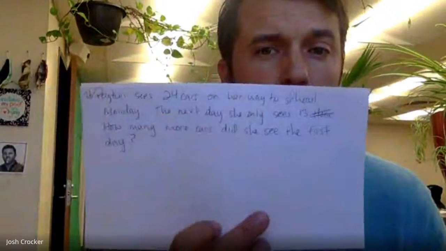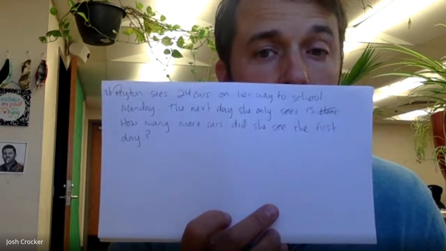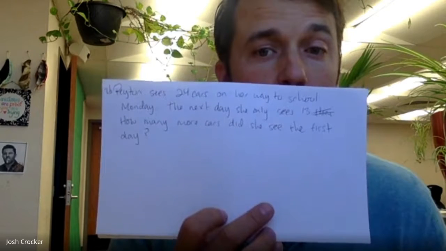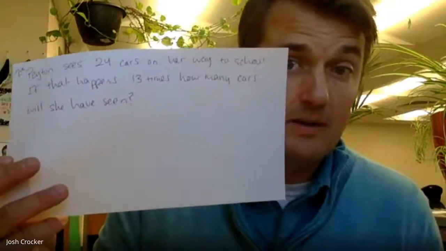Okay, here's another problem that's similar. Peyton sees 24 cars on her way to school on Monday. The next day, she only sees 13. How many more cars did she see on the first day? Okay, so in the first problem, you have 24, and that occurs 13 times the same. In this problem, you have 24 and then 13, different amounts, right? So what does that tell us? That tells us that the multiplication problem is the one that does the same amount over and over and over again. Okay, so now let's solve that problem.